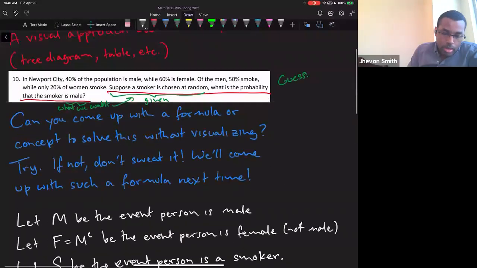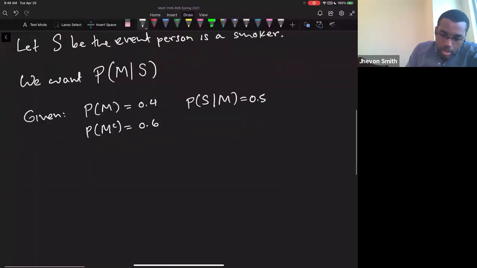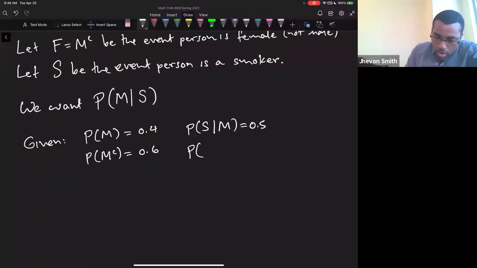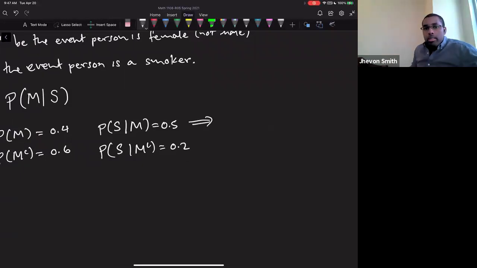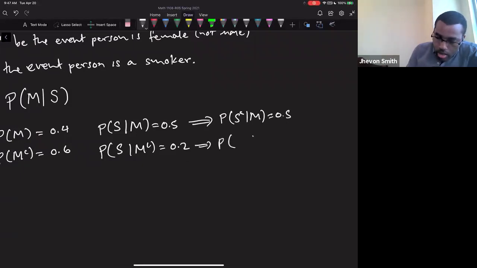We're also given that 20% of women smoke, which means if you're looking at someone who's not a male, the probability that they are a smoker is 20%. Now, of course, this implies by complement probability that if I'm given a male, the probability that they don't smoke is also 50%, because it's 1 minus the other probability. And given that someone is not a male, what's the probability that they don't smoke? Well, it's 1 minus the probability that they do smoke, and that's 80%.